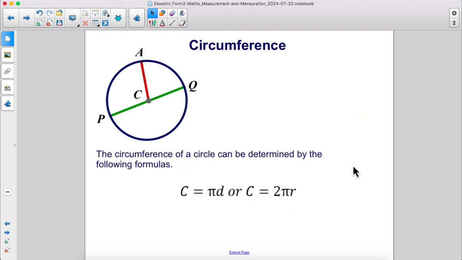The circumference of a circle can be determined by the following formulas. C equals pi times d, the diameter, or circumference equals 2 pi times r. And remember, d is equal to 2r, so that's why these are equivalent.